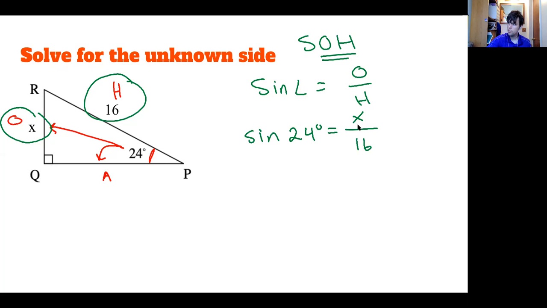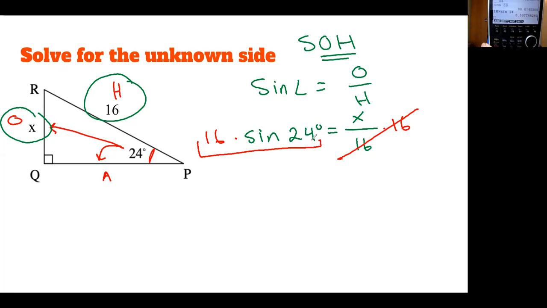So this is a little bit easier. The unknown is in the numerator. The only thing we'd have to do to solve this is get this 16 out of our denominator. So we multiply both sides by 16, and that's it. That's all we're going to have to do. We just need to use a calculator here to figure out 16 times sine of 24. So I'm getting this answer right here, around 6.5 approximately.